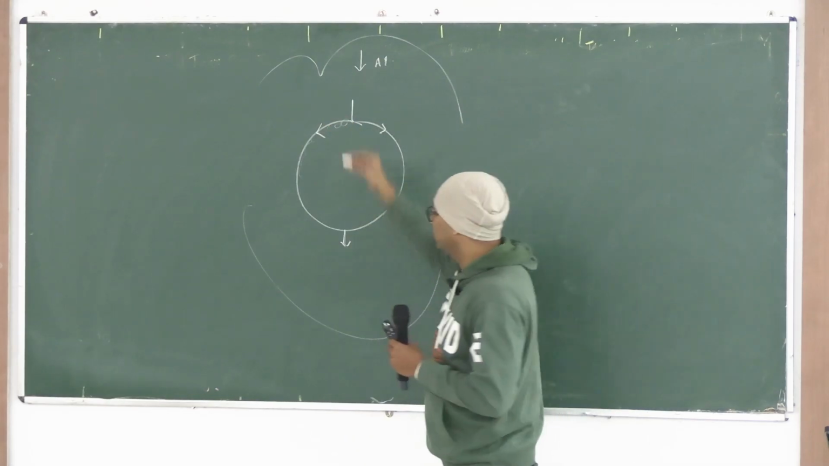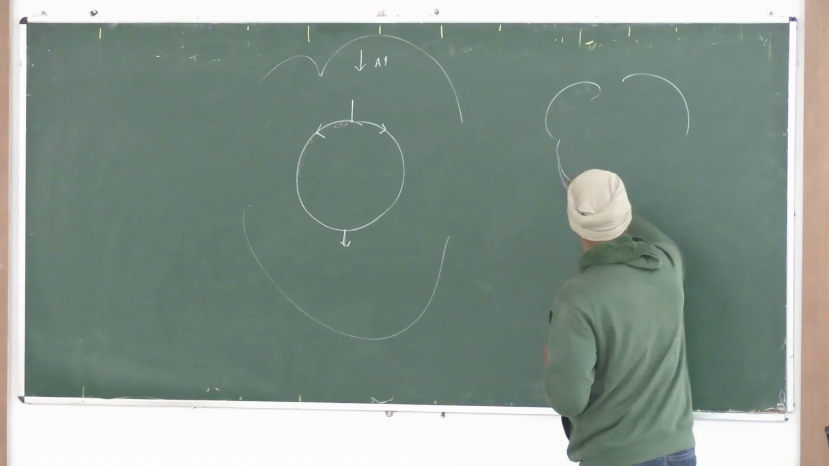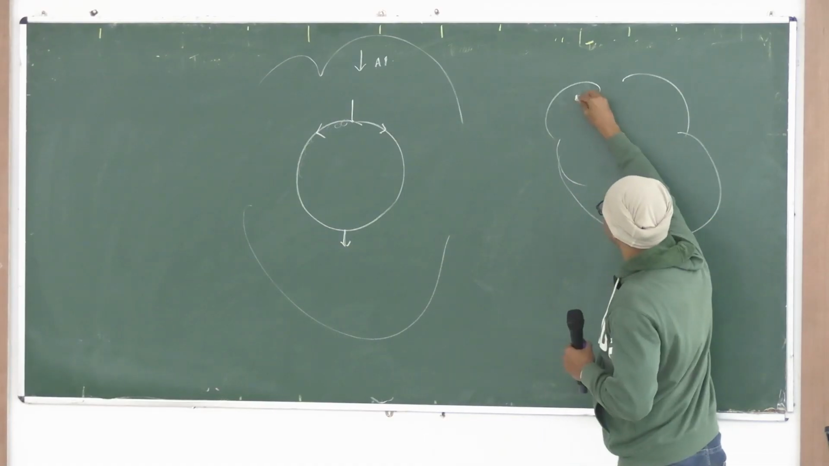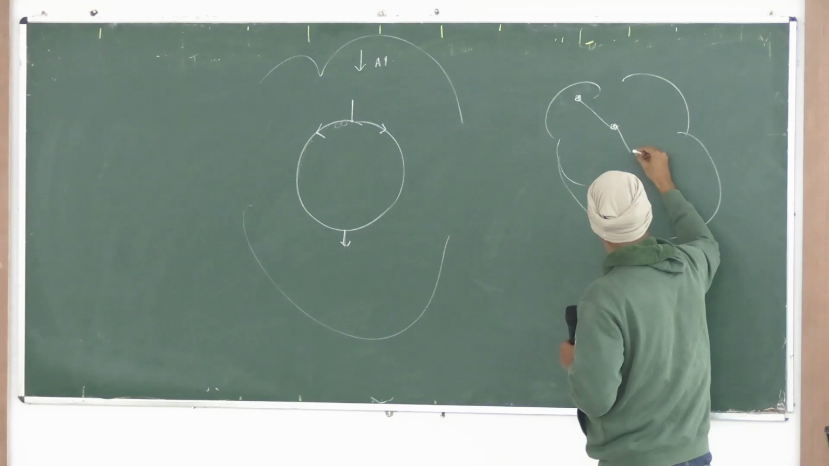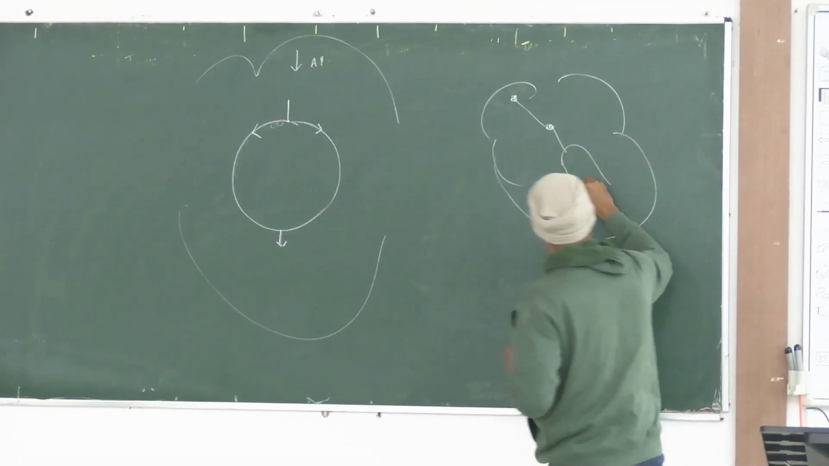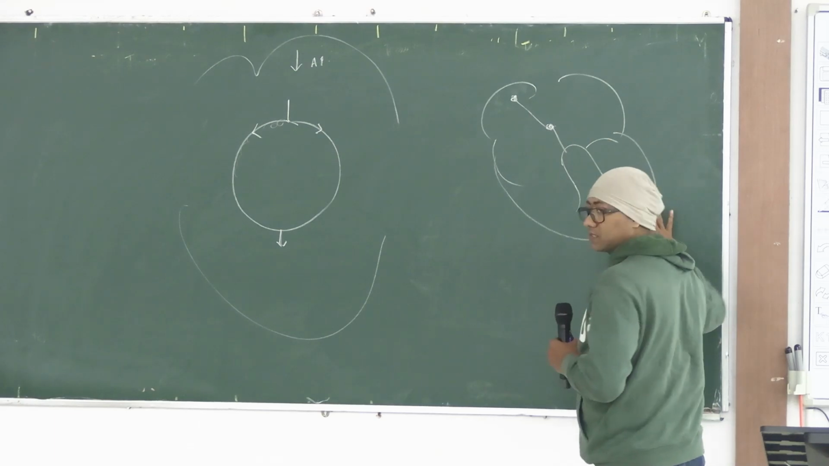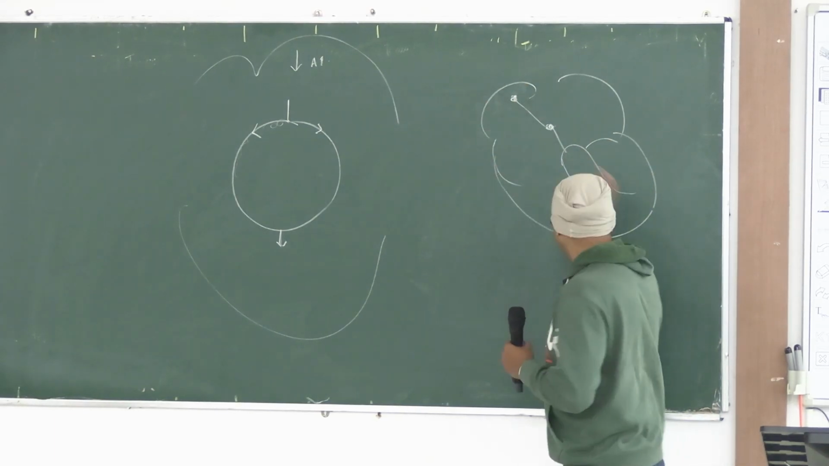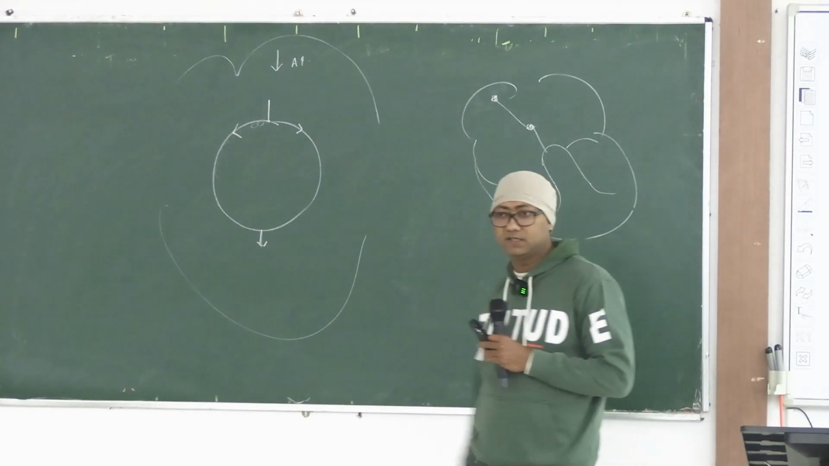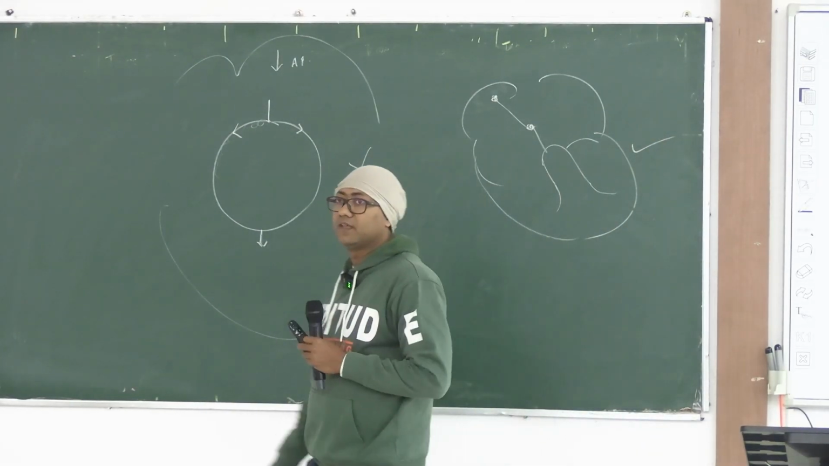Normally what happens? Normally here is SA node, from SA node to AV node action potential comes, then AV node to bundle of His, then right bundle branch and left bundle branch, right? Okay, in this way action potential travels, but there is no returning back of action potential from ventricle to atria, right? This is normal, this is abnormal, right?